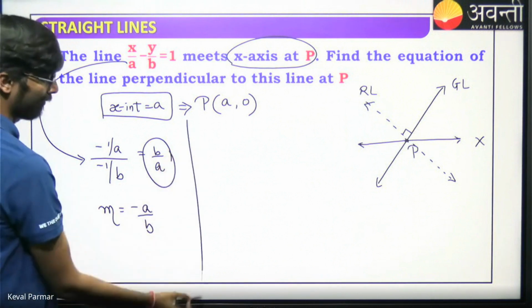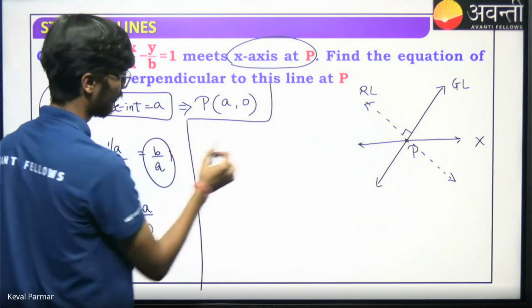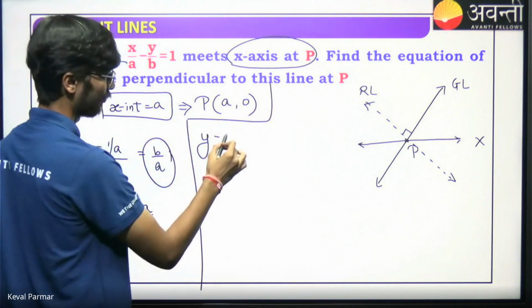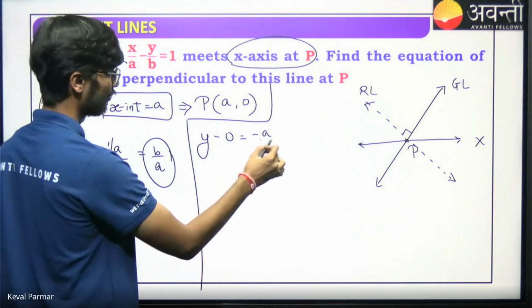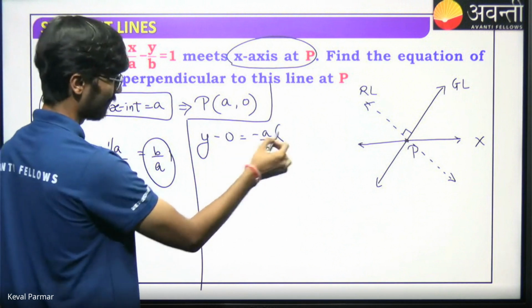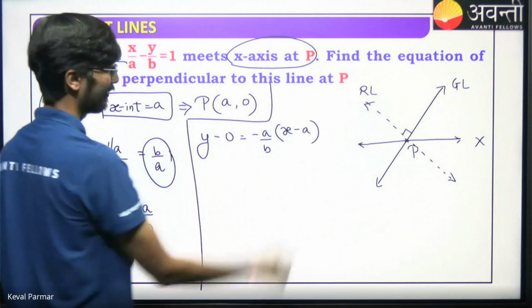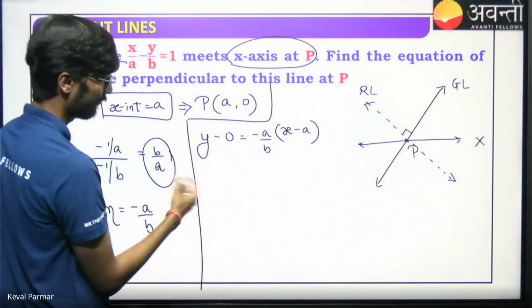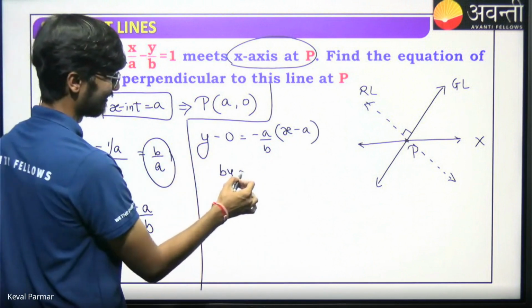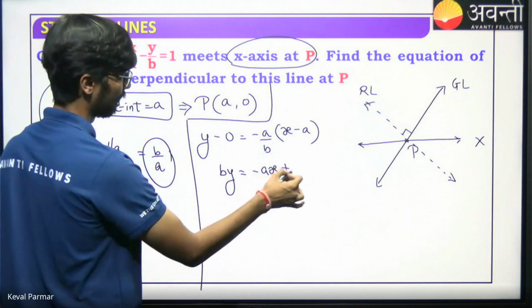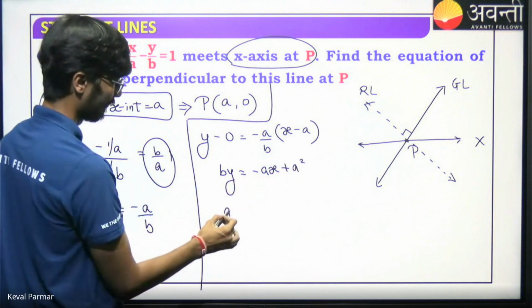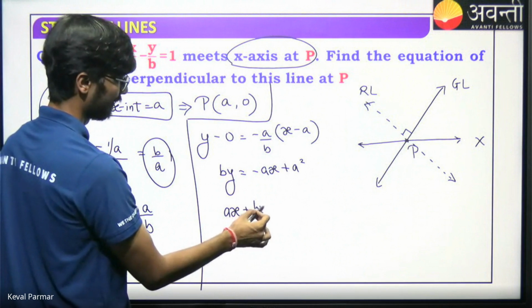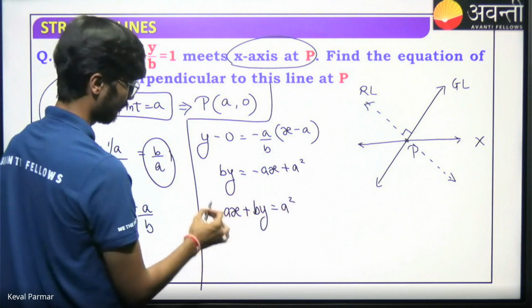So I got the slope, I have the point. Let's use slope point form: y minus y1 equals m into (x minus x1). Let us cross multiply, guys. So I'll get by equals minus ax plus a square. That means ax plus by equals a square. Simple. This is my answer.